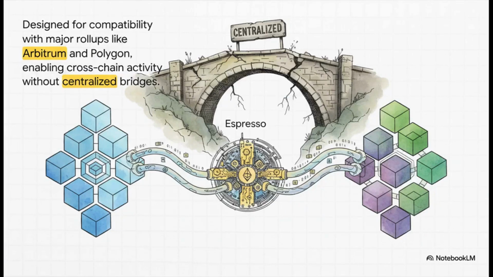Now, the goal here isn't to replace giants like Arbitrum or Polygon. Not at all. Instead, Espresso is designed to plug right into them. It wants to act as a neutral bridge, a coordination layer, that could enable really complex actions, like, say, swapping an asset on one chain for an asset on a totally different chain, all in one seamless transaction, and all without a centralized weak point.